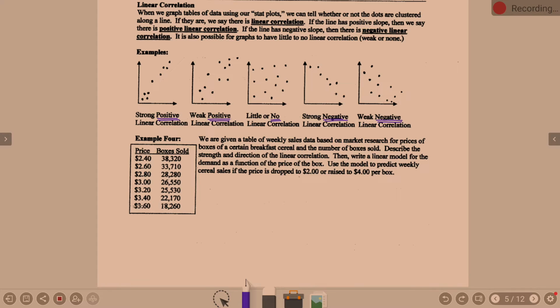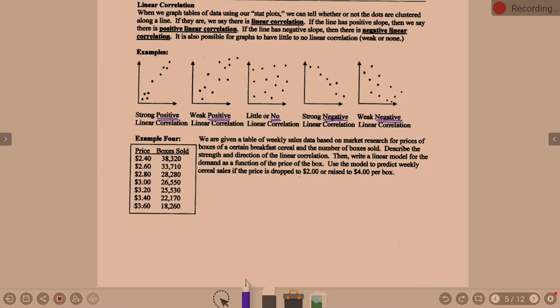Okay, so example 4. We are given a table of weekly sales data based on market research for prices of boxes of a certain breakfast cereal and the number of boxes sold. First thing it's asking is to describe the strength and direction of the linear correlation. Then it asks us to write a linear model for the demand as a function of the price of the box. Then it asks us to use the model to predict weekly cereal sales if the price drops to $2 or rises to $4 per box. We got some stuff to do here, don't we?